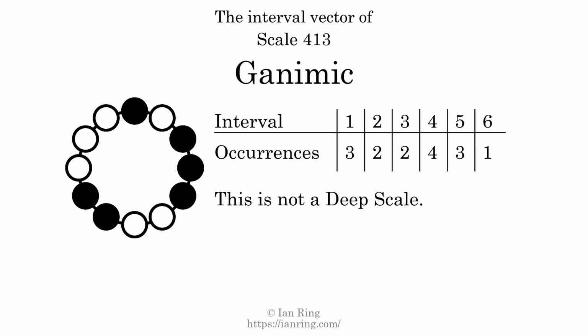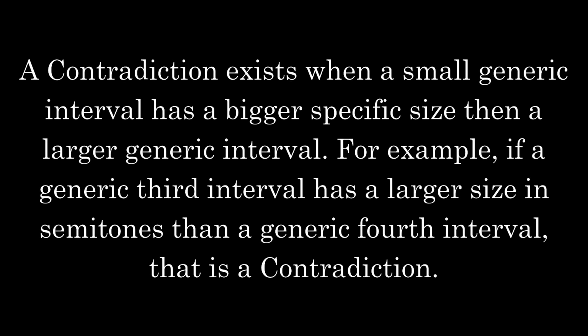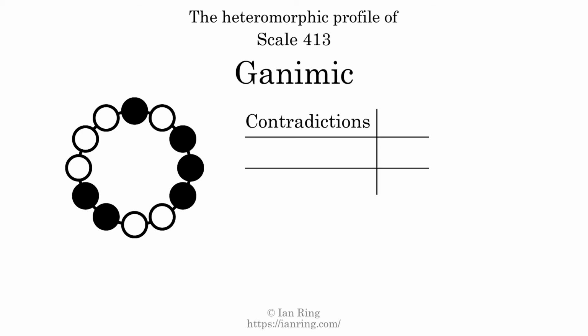Heteromorphisms are comparisons between every interval in a set. They can be classified as contradictions, ambiguities, and differences. A contradiction exists when a small generic interval has a bigger specific size than a larger generic interval. For example, if a generic third interval has a larger size in semitones than a generic fourth interval, that is a contradiction. The number of contradictions in this scale is 14.